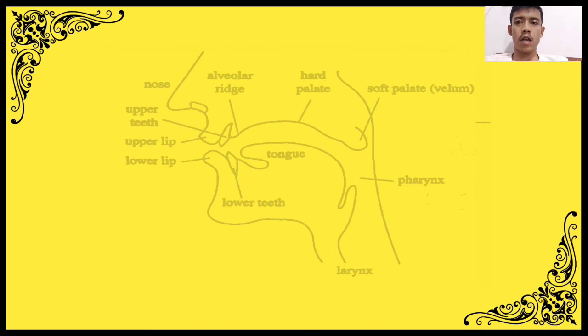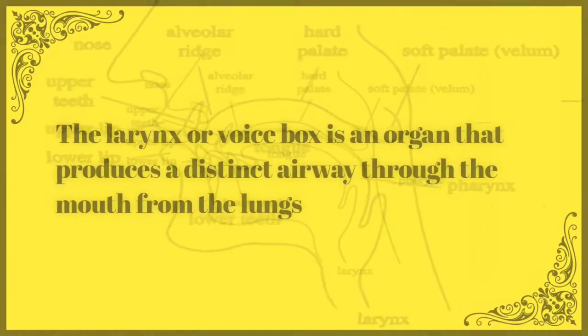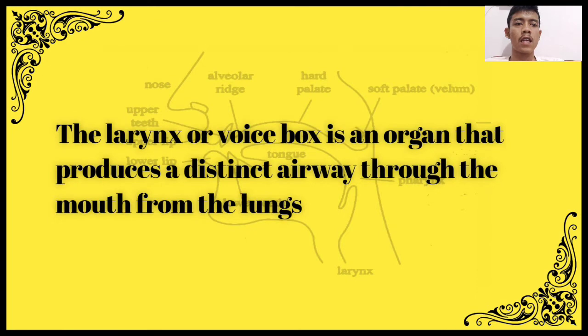In this occasion, I'd like to explain a little bit about articulator speech organs. Firstly, I'd like to explain the larynx. The larynx, or voice box, is an organ that produces a distinct airway through the mouth from the lungs.